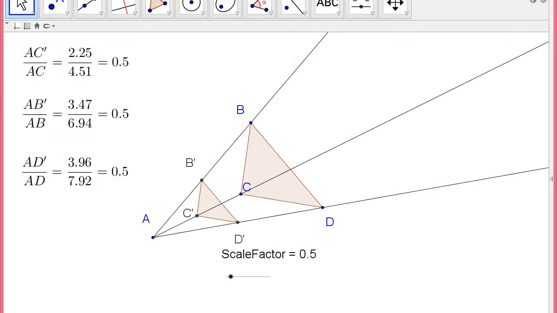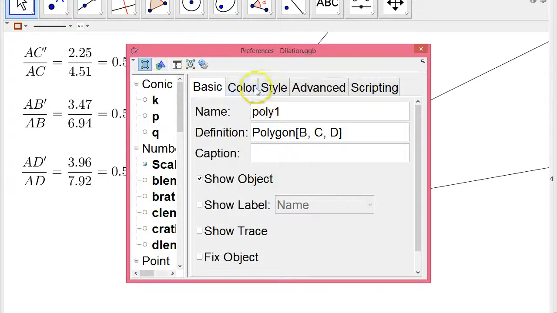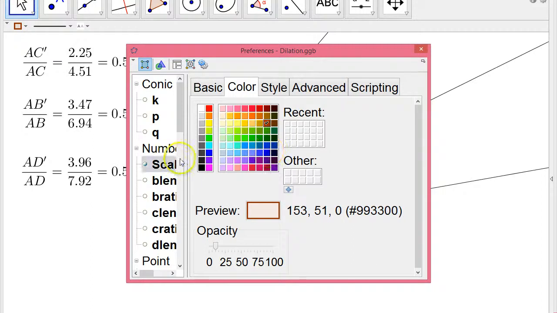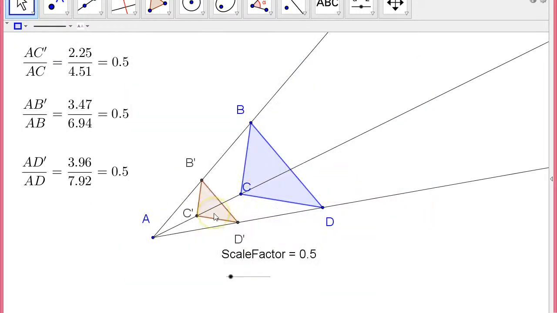Now, let me show you how this works, because this doesn't really give you a lot to look at. What you do to create a transformation that's a dilation is you take a point in space, call it point A, and then you draw rays through all of the vertices of a figure. So in this case, it's B, C, and D of this triangle here. So this is the original triangle, actually. I'll change the color. Let's make a blue triangle. So the original triangle is the blue one. The figure of the transformation, the dilation, is the reddish-orange one.